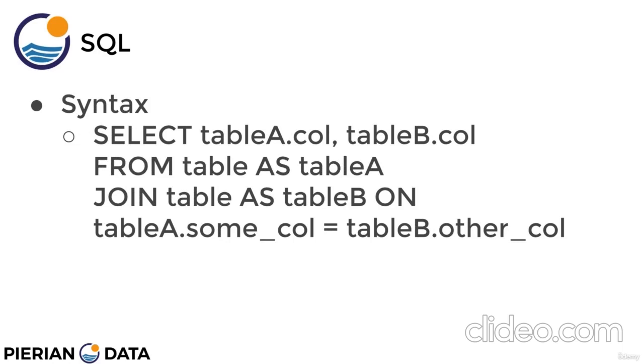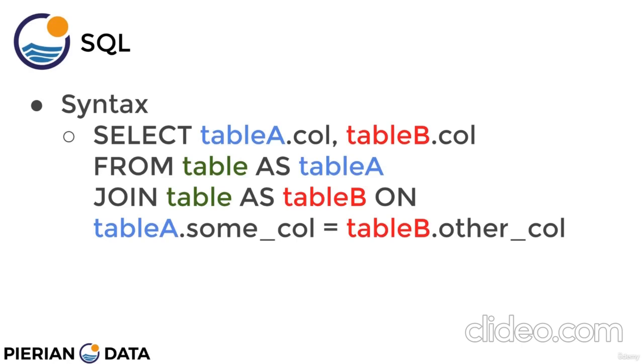So here we can see the syntax for a self-join. I'm saying select table A.column, comma, table B.column from table as table A, join table as table B on table A dot some column matching to table B dot some other column. So what's actually happening here? Well, the main thing to focus on are these table names.